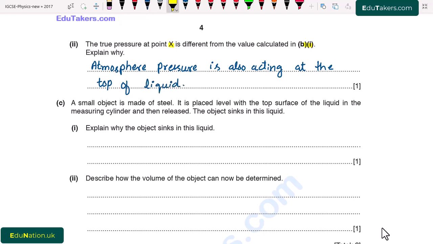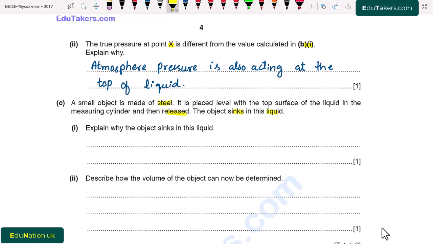Part C. A small object is made of steel. It is placed level with the top surface of the liquid in the measuring cylinder and then released. The object sinks in this liquid. Explain why the object sinks in this liquid.